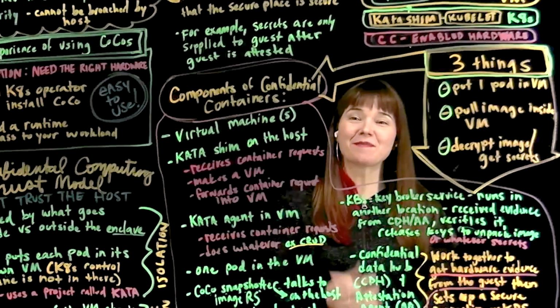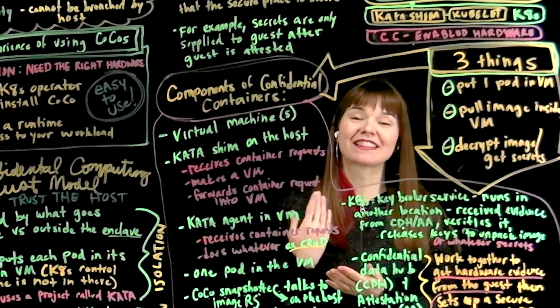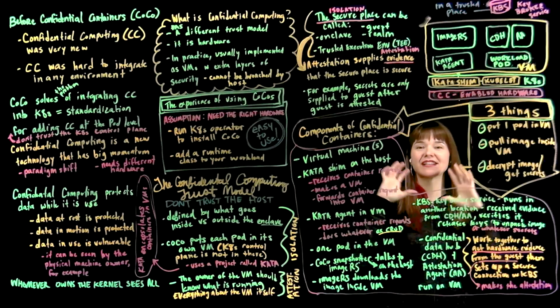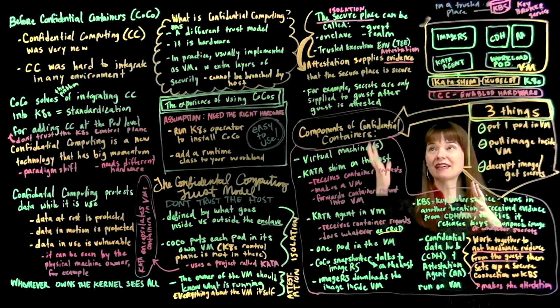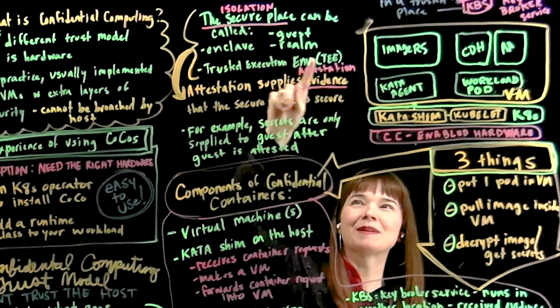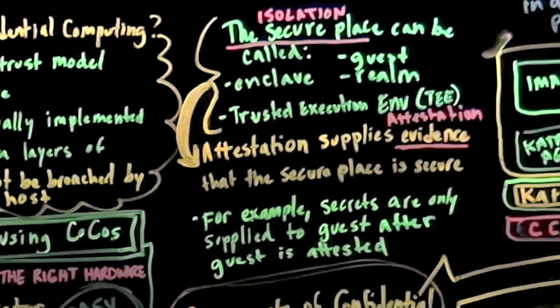That's fascinating. I'm pretty new in this space. And one thing that Tobin had to teach me to really understand, when we talk about a secure place, we might mean, we could say it as an enclave, as a guest, as a realm, as a trusted execution environment.